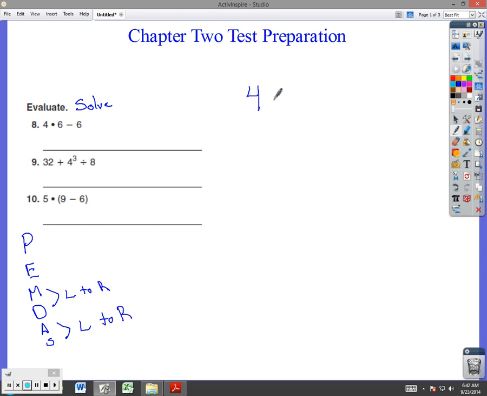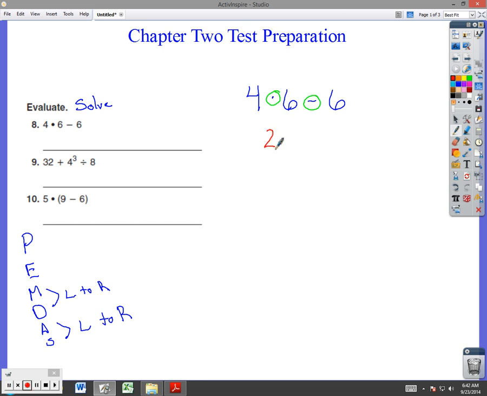4 times 6 minus 6. First thing I notice is that I have multiplication and subtraction. Looking at my PEMDAS here, no parentheses, no exponents. There's multiplication, no division, so I don't have to worry about going left to right. And then I go addition and subtraction. What I'm going to do first, I'm going to multiply 4 times 6.